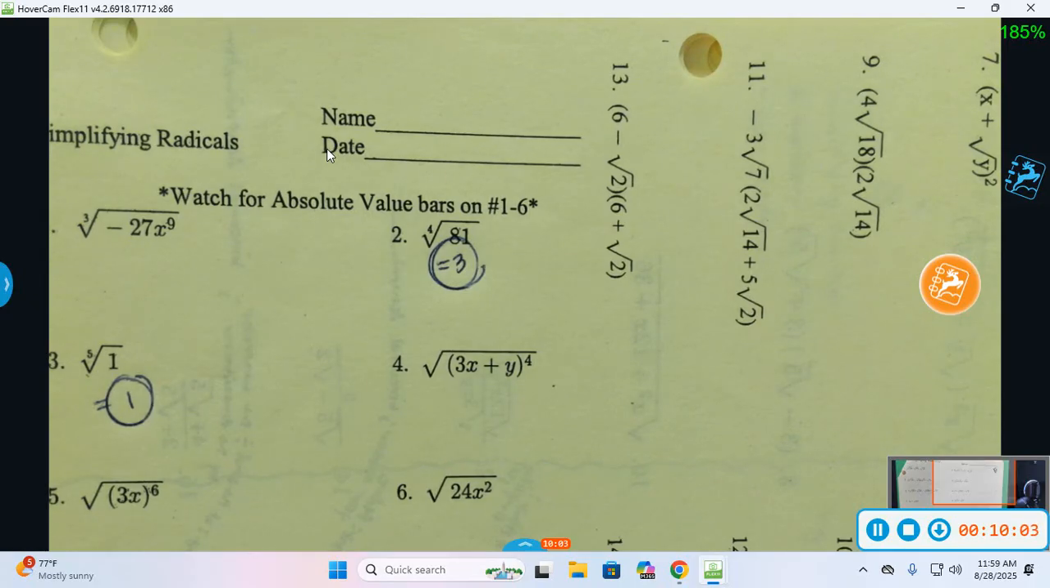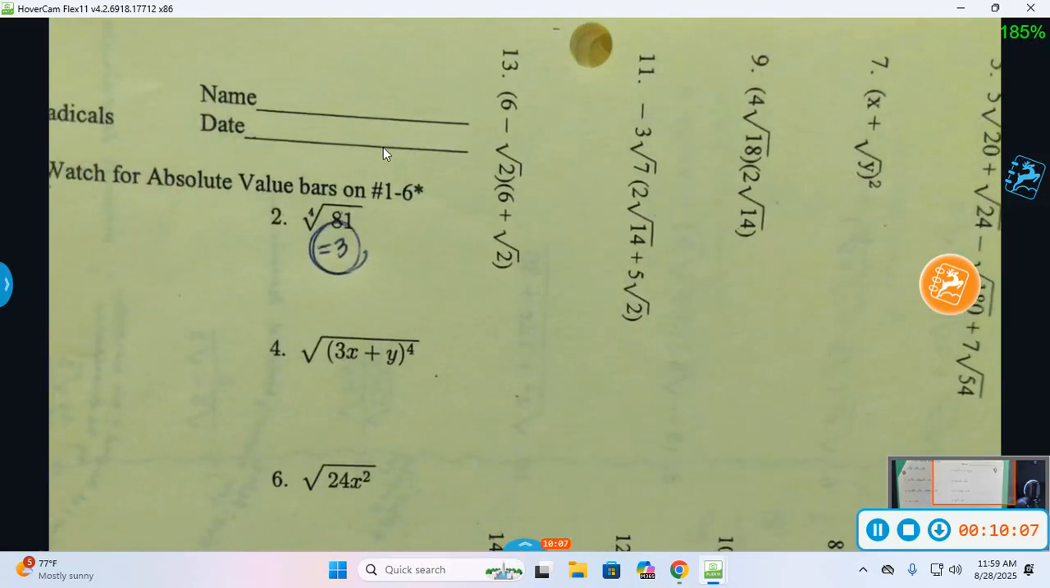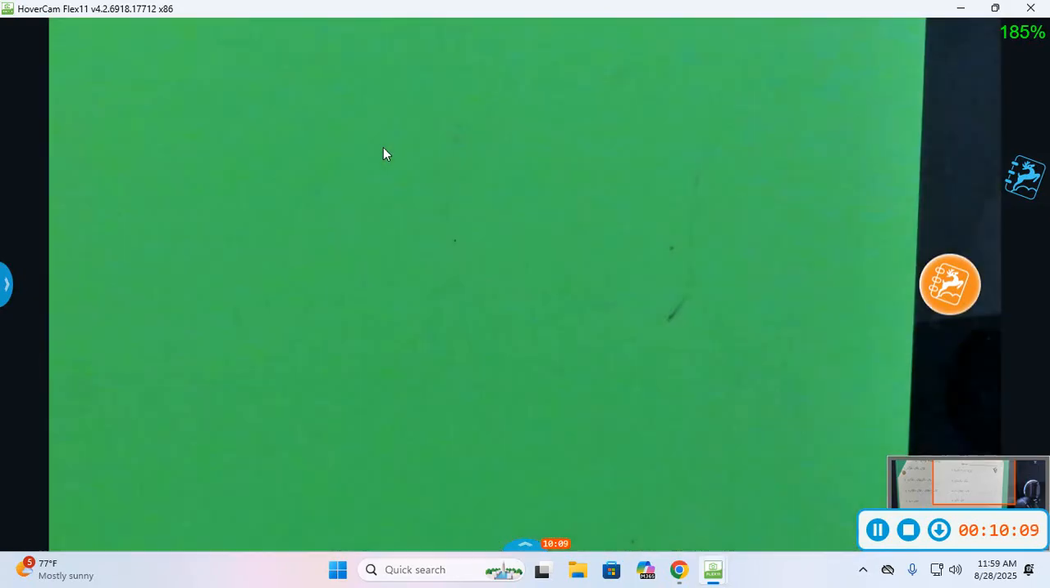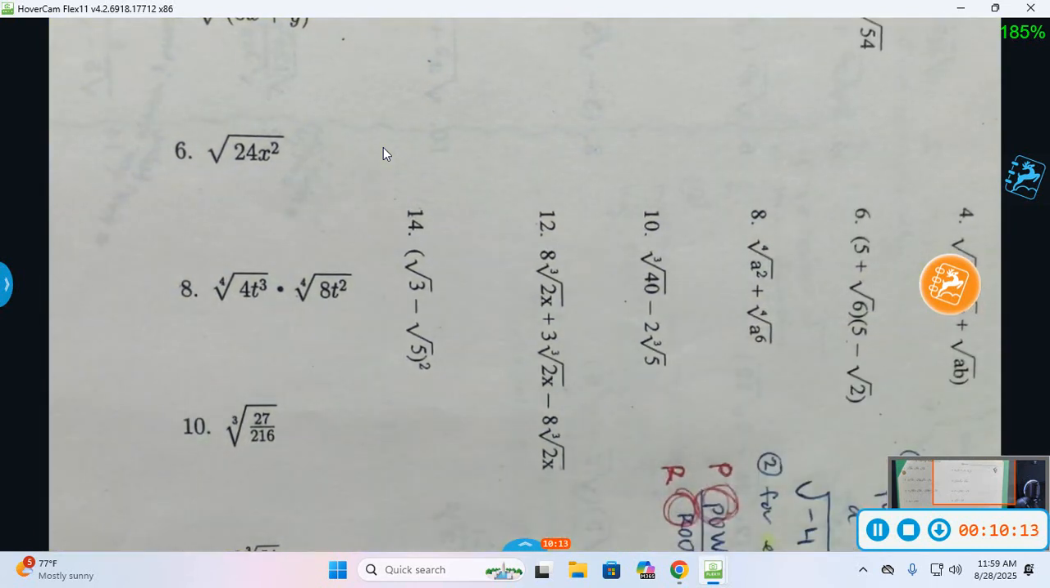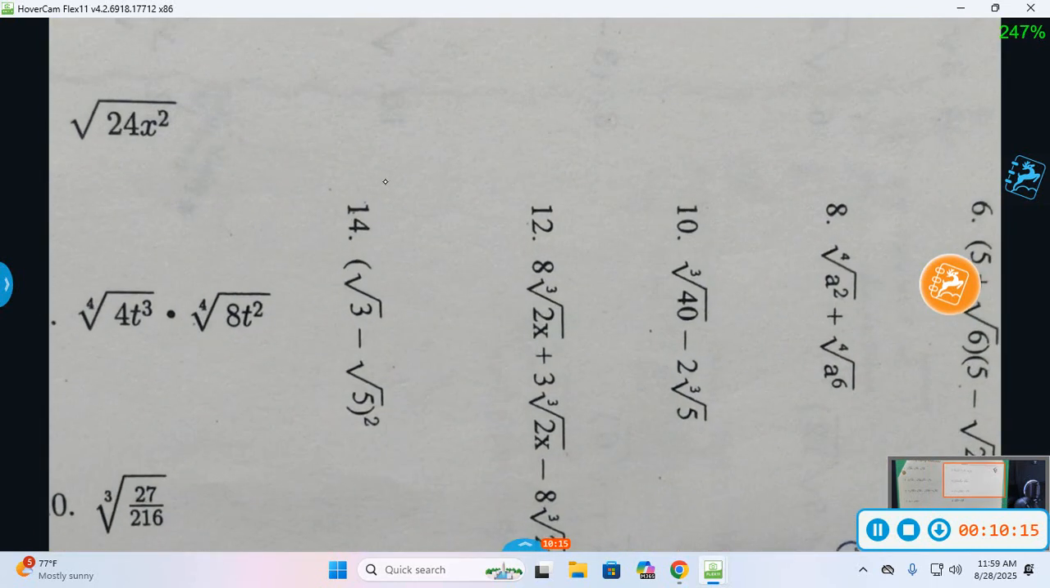All right, those are the easiest two on the worksheet. I want to jump to number, well, let's do 6. This is a good one. Hold on, let me get my paper straightened out. All right, number 6. Now, this one's different. We're talking about the square root.